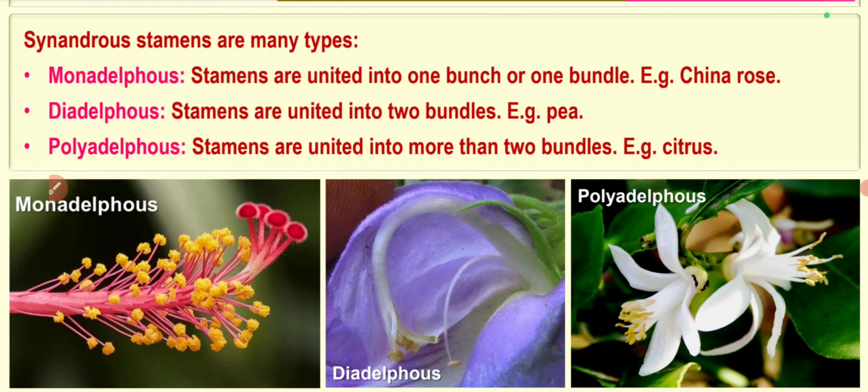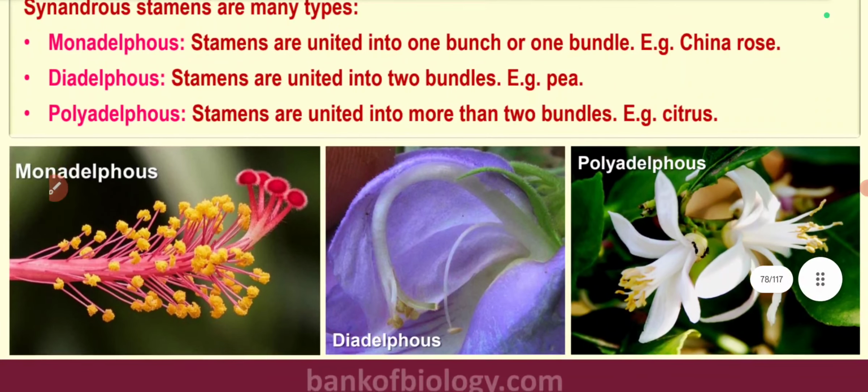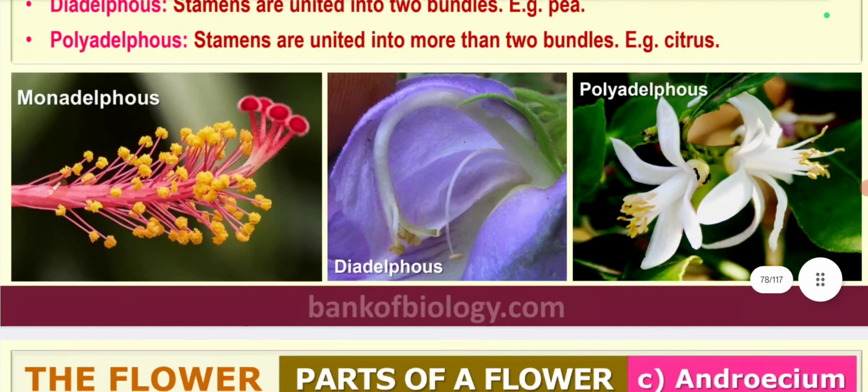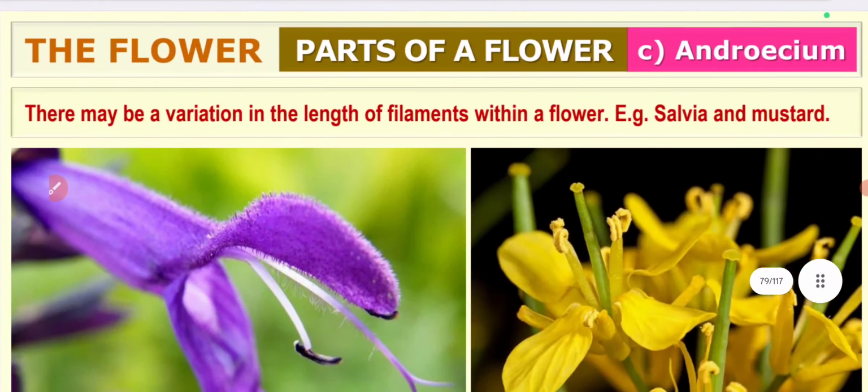Monodelphous stamens are united into one bunch or one bundle. Example, China rose. As you can see, monodelphous. Didelphous means stamens are united into two bundles. Example, pea, it is didelphous. Polyadelphous stamens are united into more than two bundles. Example, citrus. Polyadelphous.